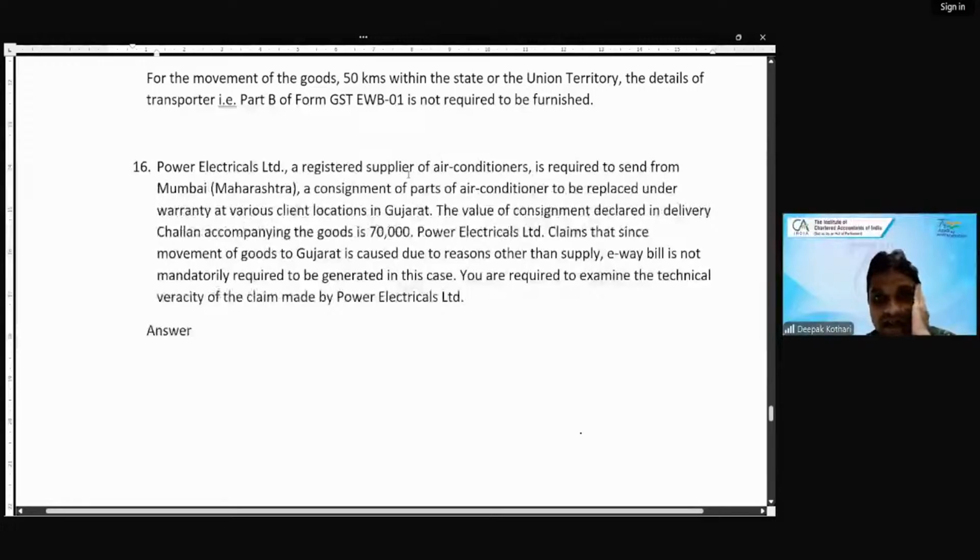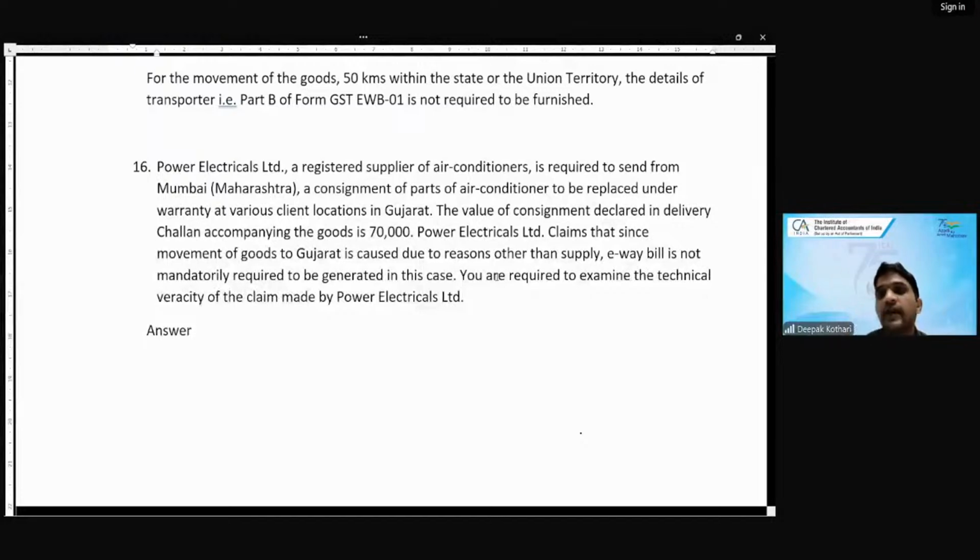Power Electricals, a registered supplier of air conditioners, is required to send a consignment of air conditioner parts from Mumbai, to be replaced under warranty at various clients' locations in Gujarat. The declared value of the consignment is 70,000. Power Electricals claims that since the movement of goods is caused for reasons other than supply, they're not supplying, they're only giving it for repair, so an e-way bill is not mandatory. You are required to say whether an e-way bill is mandatory or not.